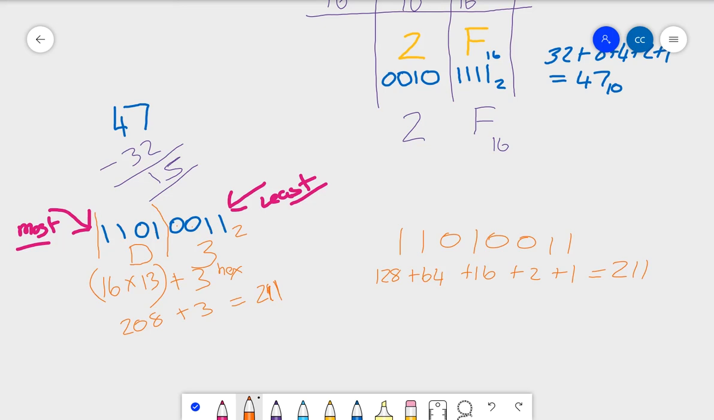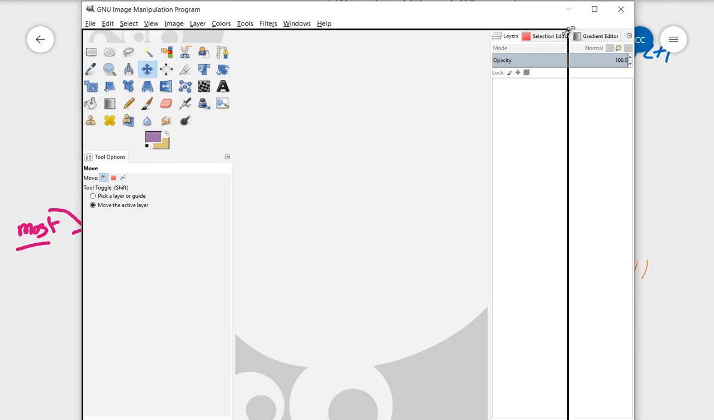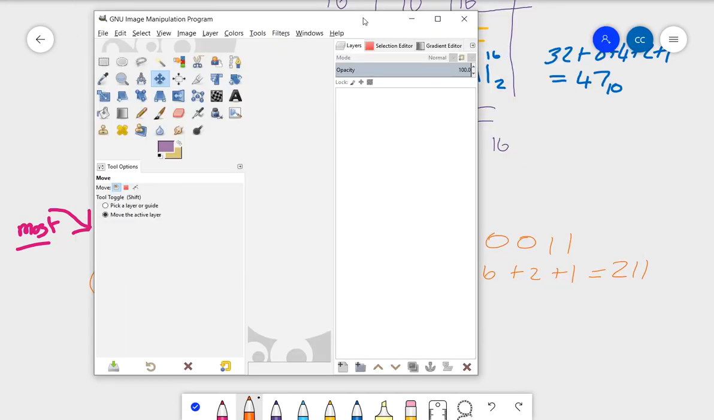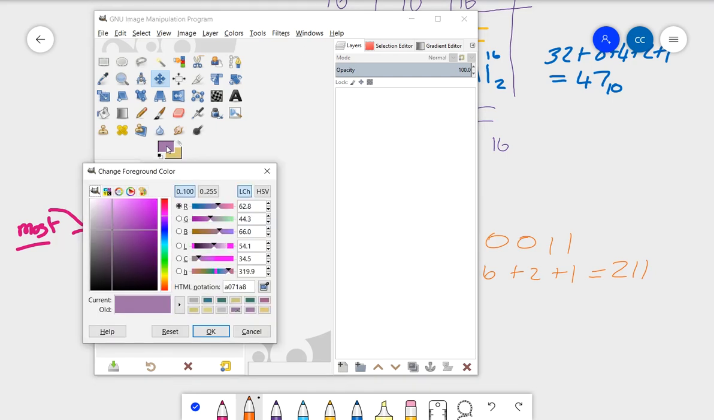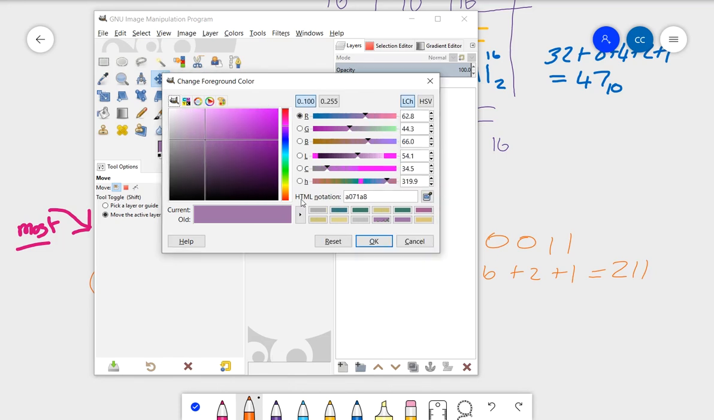So let's finish this investigation of hexadecimal off with having a look at when you see hexadecimal used in the computer. Well, you've probably seen this application in class over your years. It's GIMP, the graphic image manipulation program, and if we look at the colour tool, you'll see the HTML notation of any colour, A07188. That should start to make sense to you now.